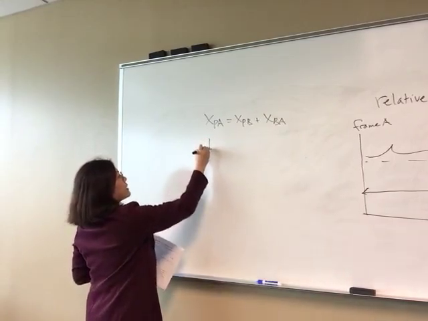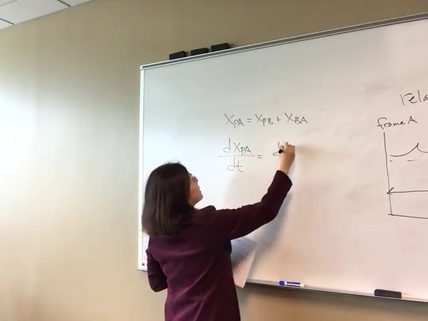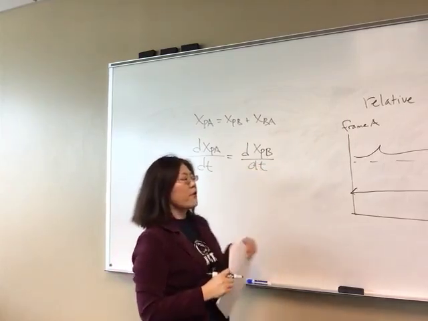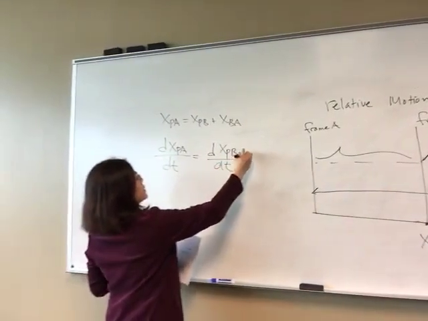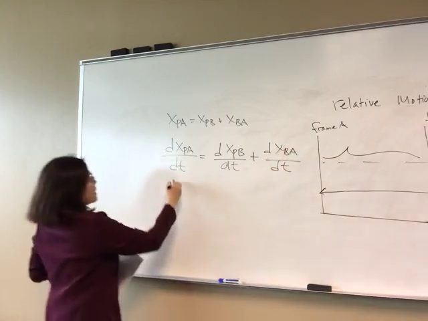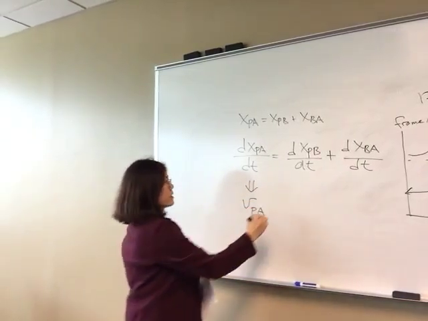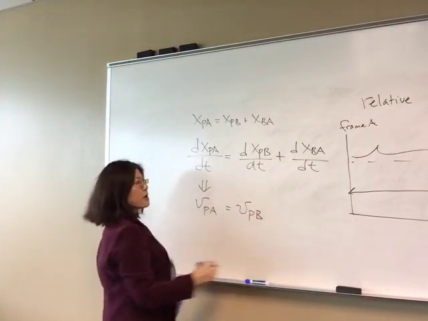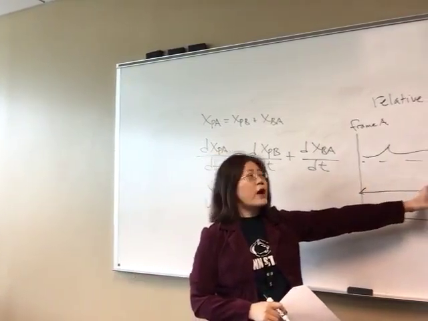So let's say if we take the time derivative, because the time derivative will give us the velocity. We want to see how the velocities relate to each other. Now that we know how they relate in terms of the position vector, you have dXBA over dt. So this will give you the velocity of the object in frame A, and this will give you the velocity of the object in frame B. Okay? What about this? This basically gives the relative motion between frame A and frame B.